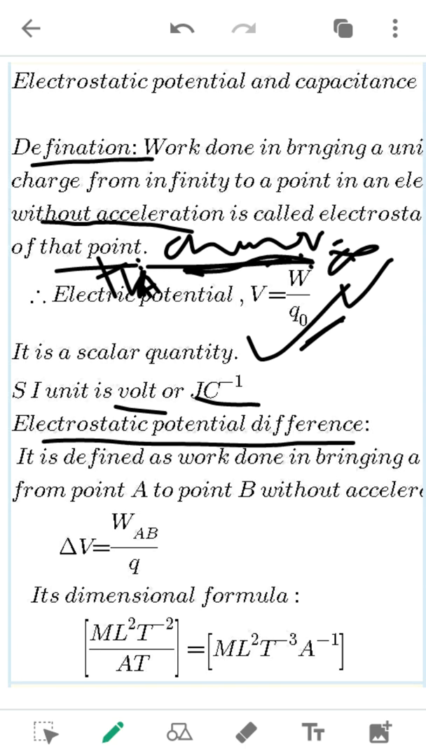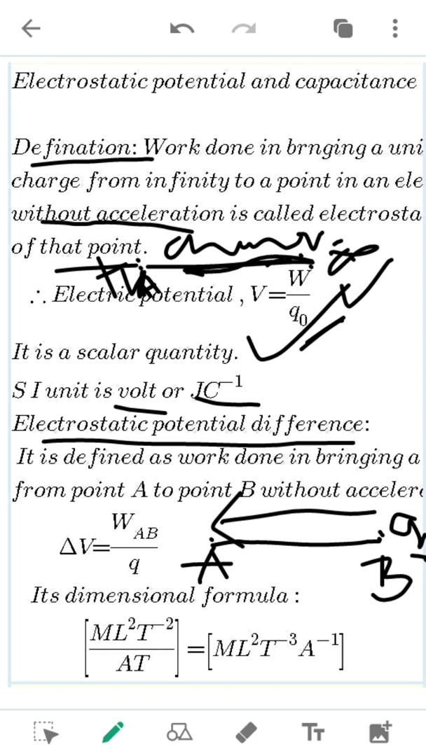So let us see what is electrostatic potential difference. So here let us consider 2 points, A and B. Suppose a point charge is at B and it should be moved from B to A. So the charge Q naught itself has to do certain work. Therefore, we can define it as the work done in bringing a unit positive charge from a point A to point B without acceleration.